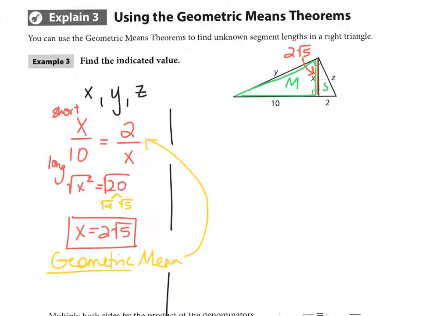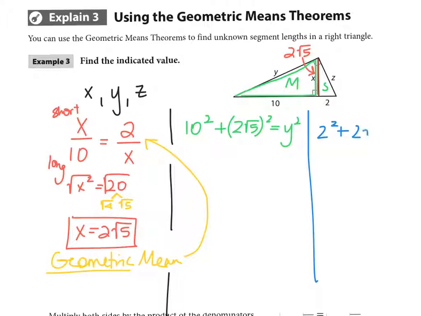So I could set that up as 10 squared plus 2 square root 5 squared equals y squared and solve that out. Or if I wanted to solve for z, I could set up 2 squared plus 2 square root 5 squared equals z squared, and then work that out.